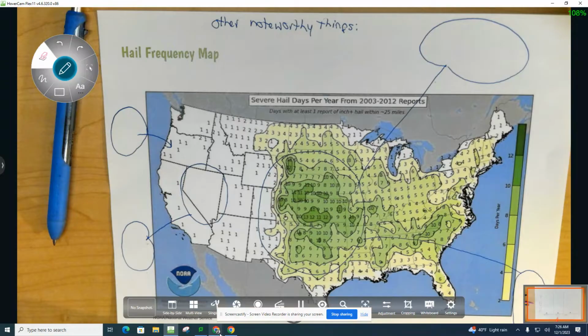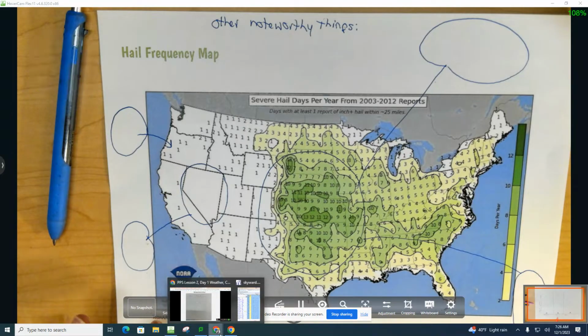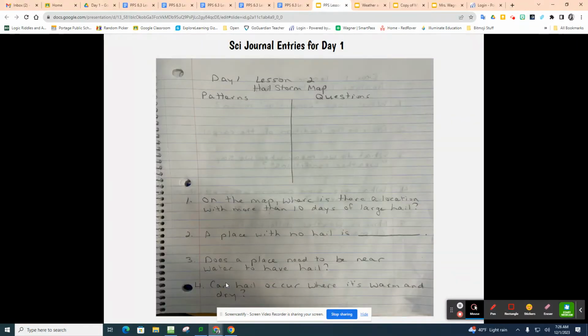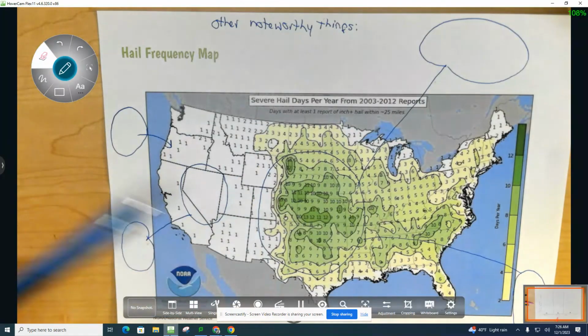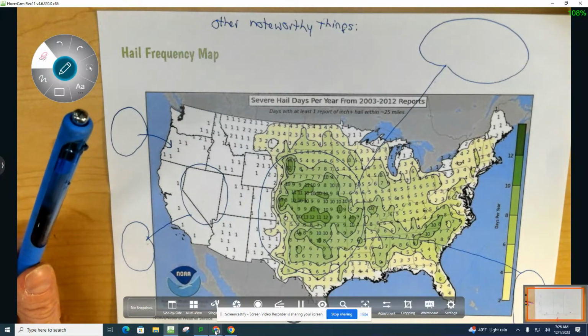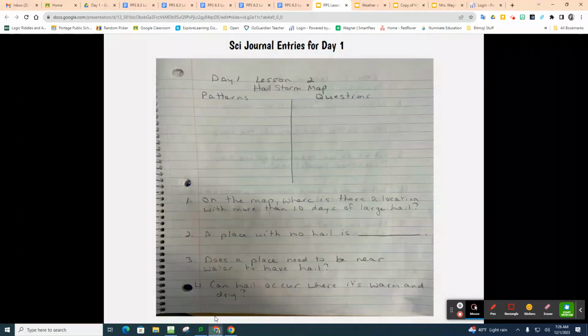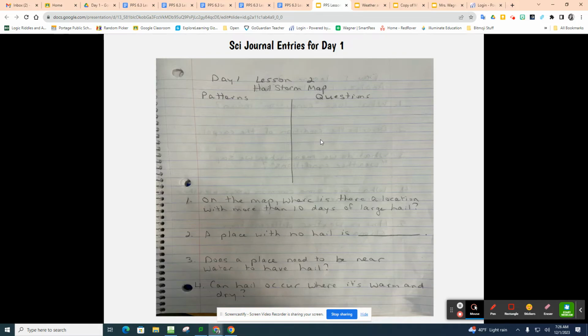Okay, after that, then you'll glue that into your notebook. Then in the next page, I want you to write out some patterns that you noticed about this map. So you made some notes, but what are some patterns that you noticed? And then questions that you might have about that particular map that you can ask your group or talk about with your group later.